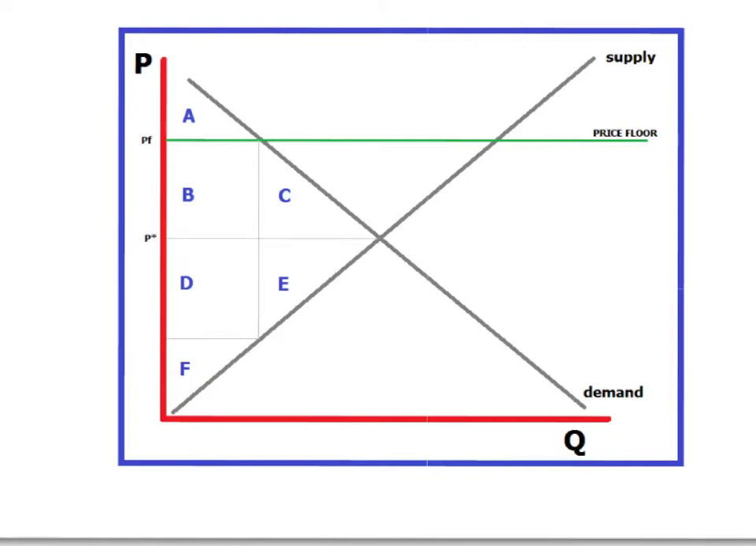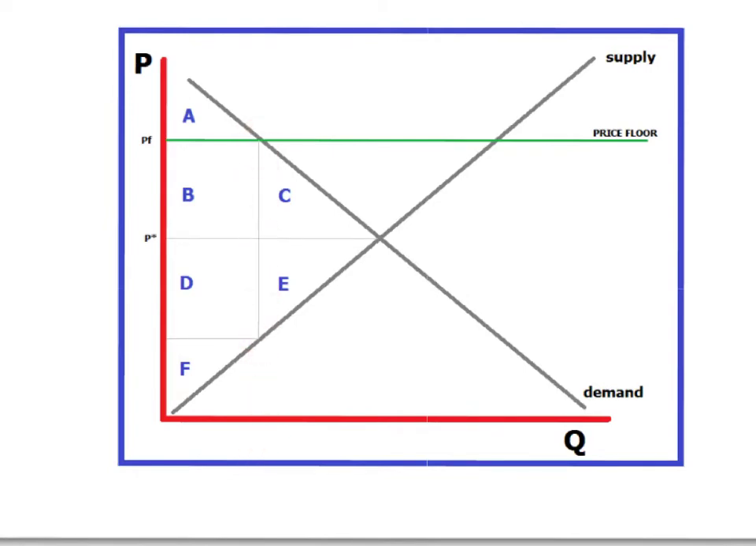But in this situation, for some reason or another, we need to make sure that this price doesn't go any lower than PF, this price floor level here. And so we're going to limit the legal price that can be paid for this good or service. What this actually does is stop the equilibrium from reaching P star and ending up at a higher quantity. It stops purchases at PF and this quantity here.